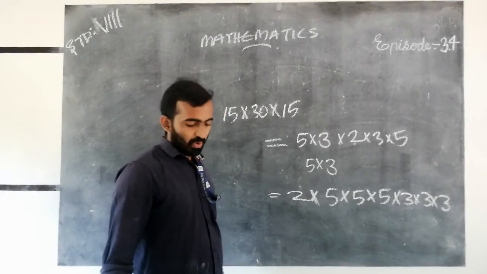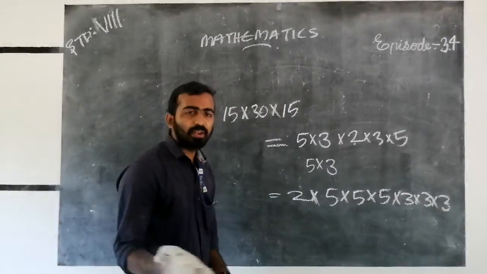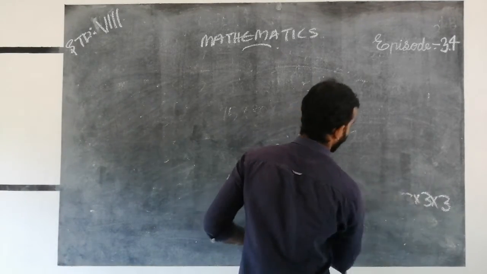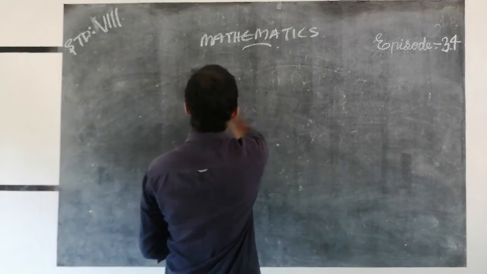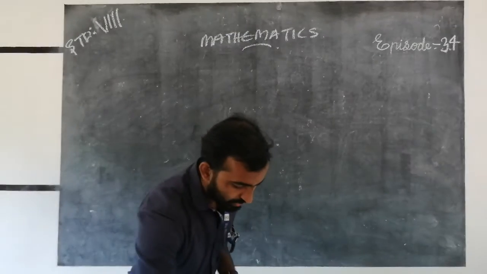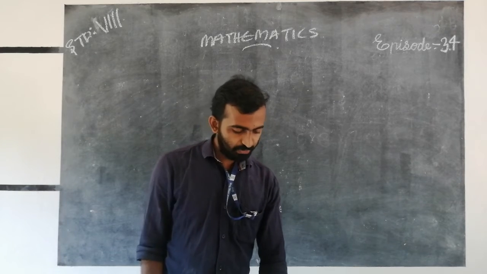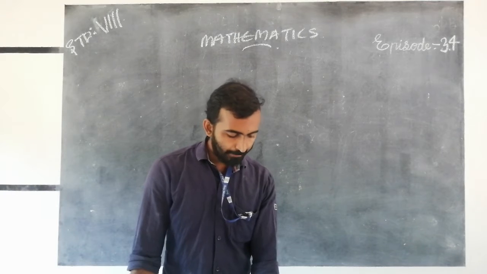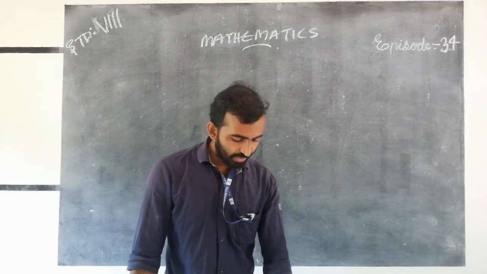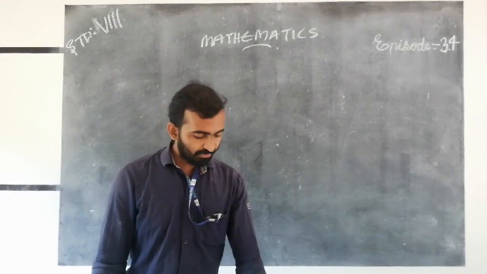Okay, and next is example 2. Is 392 a perfect cube? If not, find the smallest natural number by which 392 must be multiplied so that the product is a perfect cube.